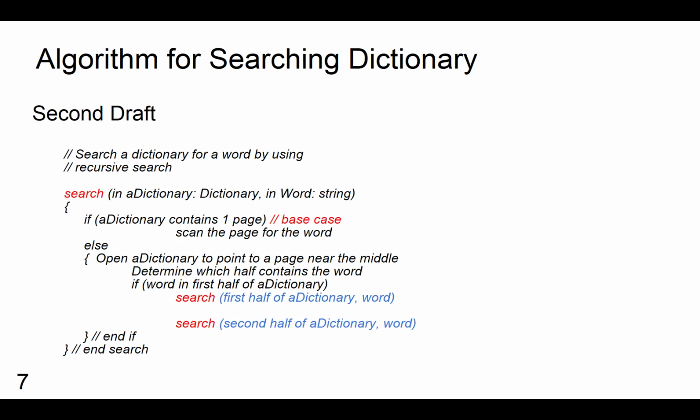This method fits the model of a recursive solution. First, we can see this method calls itself inside the method. Second, at each recursive call, the number of pages is diminished by half. Number three, the base case occurs when the dictionary contains only one page. Number four, if there are pages in the dictionary, the base case is always reached.